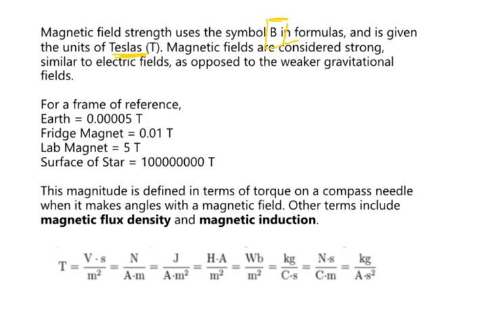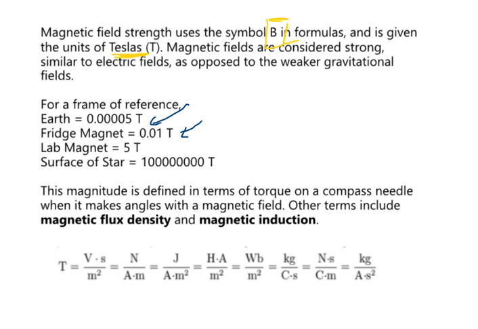And I've got a couple of notes on here that you guys can read, just so you're aware of how strong certain fields are. A fridge magnet is about 1/100th of a Tesla. Earth is actually a very weak magnet. A strong magnet in our lab would be 5 Teslas, and a star is like 1 billion Teslas in terms of how magnetic our sun is.